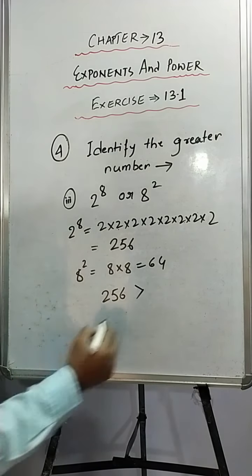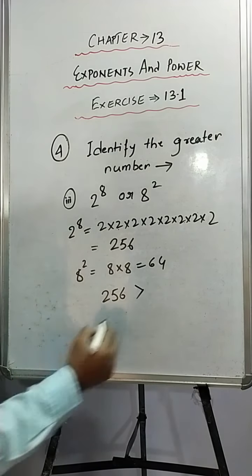Now let's move on to the next sum, students. Now this is question number 5. In question number 5 we have to express as a product of powers of prime numbers. That means whatever prime factors you get, you have to write all those prime factors in the form of powers. So, product of powers.